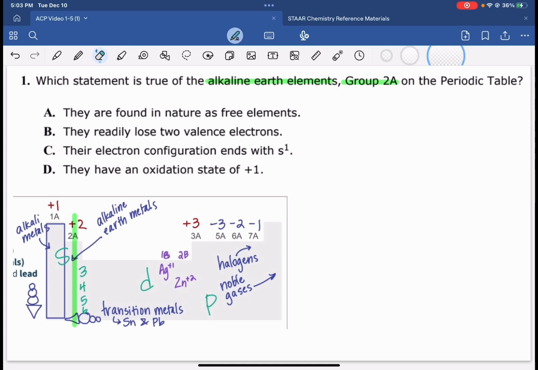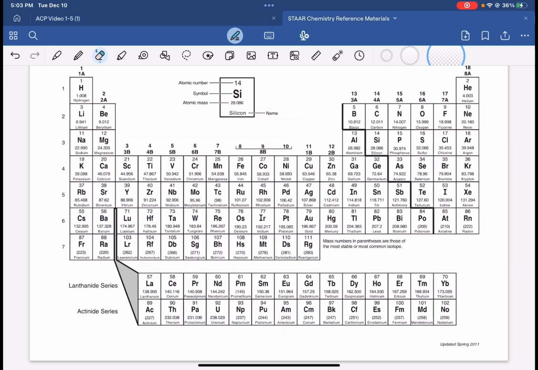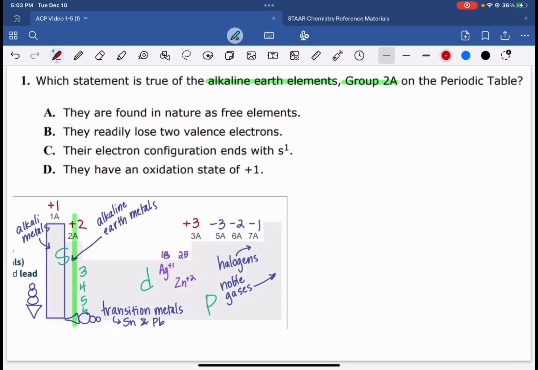Answer choice number A says they are found in nature as free elements. While that may be true, there are a lot of elements that are in the other families that are found in nature as free elements. For instance, we have oxygen, nitrogen, carbon, silver, gold, hydrogen, sodium. There are a lot of other elements outside of that specific family that are found as free elements in nature, so we're going to go ahead and cross off answer choice A.